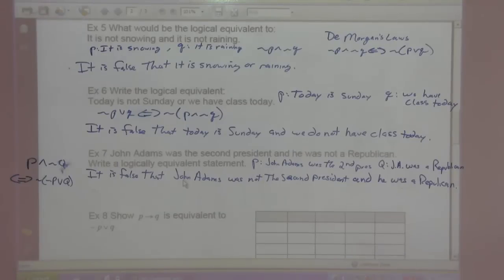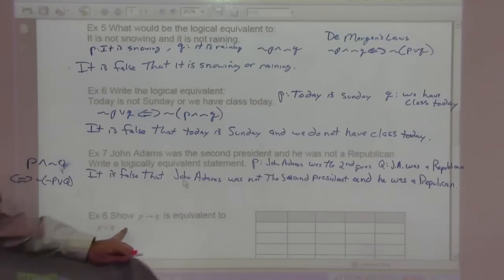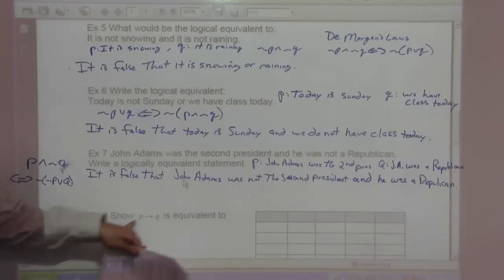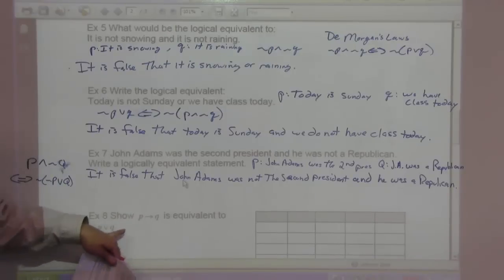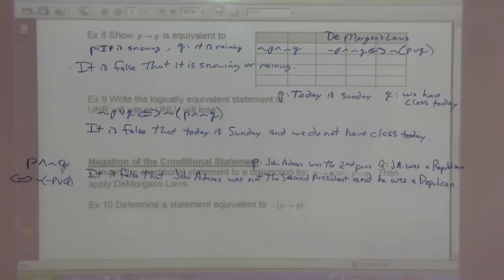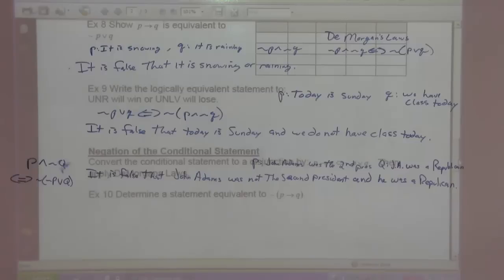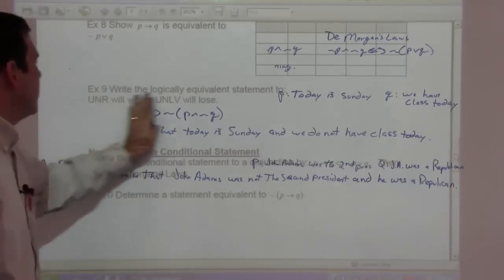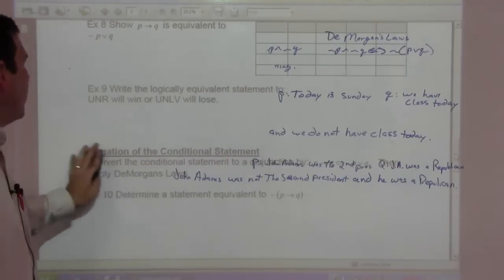Now, one of the really cool things we get to look at here is example 8. We're going to show that a conditional statement is equivalent to a disjunction. This is, to me, big. We can relate a conditional statement to a disjunction. So I'm going to go ahead and pause if you need more time, and erase the board. So show if P then Q is equivalent to not P or Q.